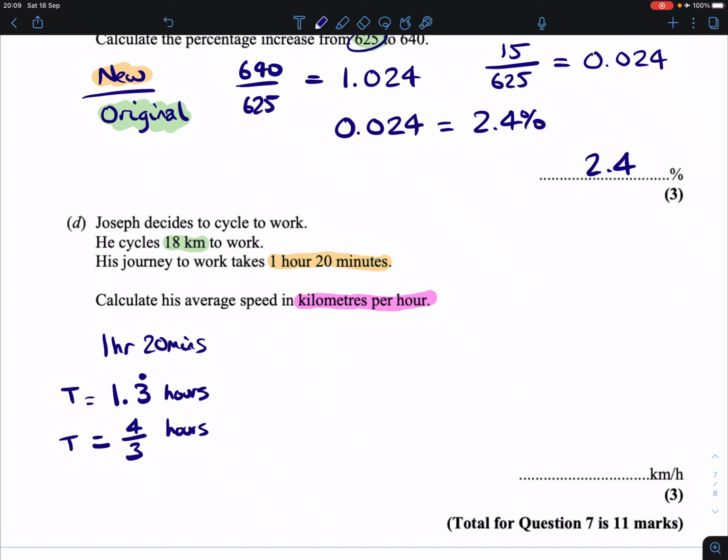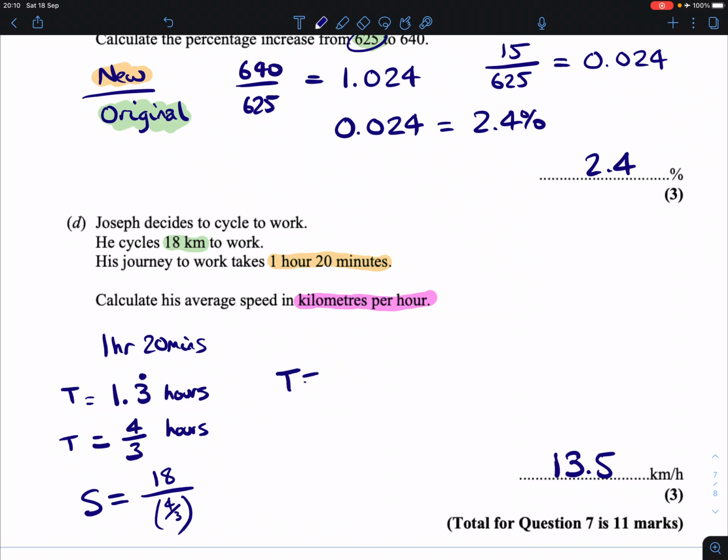Okay, once we have that, speed is distance over time, so we have our distance, which is 18, our time, which is either of these you plug in, will work fine. 4 over 3 is probably the easiest technically, but you've got to make sure you're careful with how you set up your fractions here. And if we complete that division, we're going to end up with 13.5 as our answer.